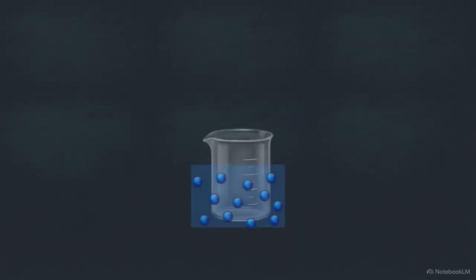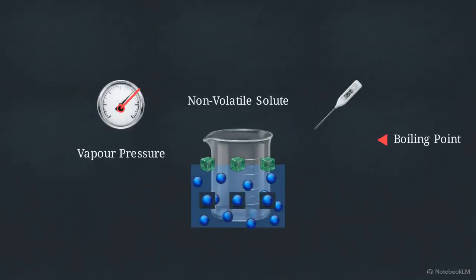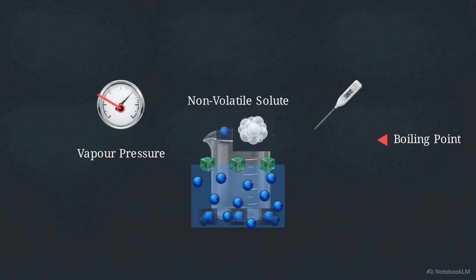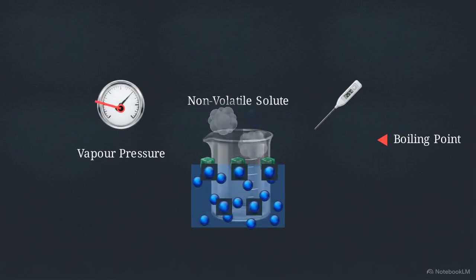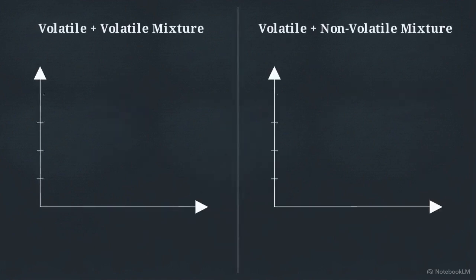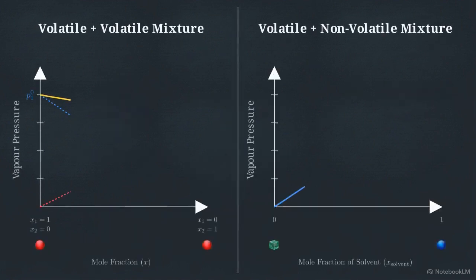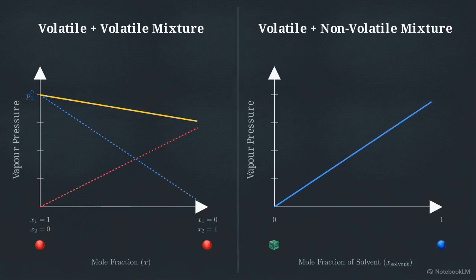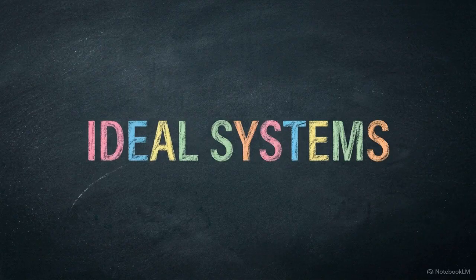Adding any non-volatile solute intrinsically handicaps a solvent's physical ability to escape. This permanently lowers the available pressure and forces a higher boiling threshold for the entire solution. We have examined two distinct systems today: mixing two liquids where both want to escape, and dissolving a solid into a liquid where only the solvent can evaporate. In both cases, the core rule of ideal solutions holds true. Vapor pressure always varies perfectly linearly with the mole fraction.